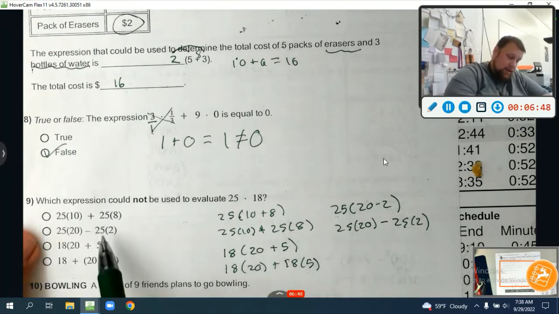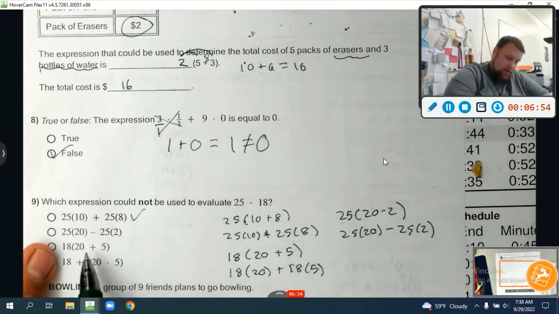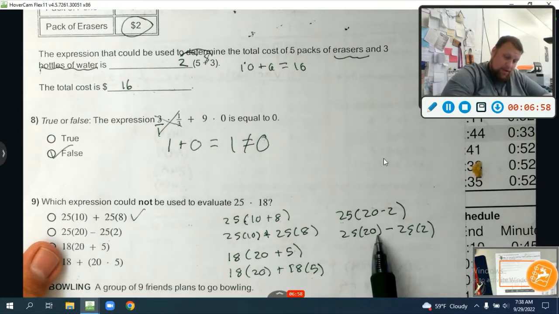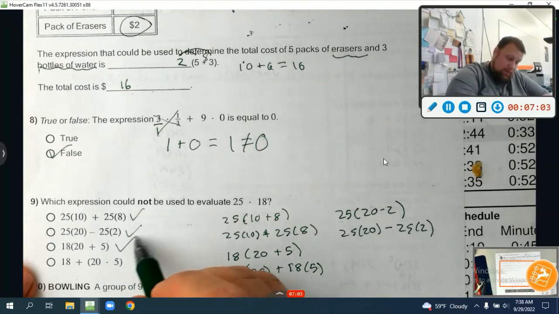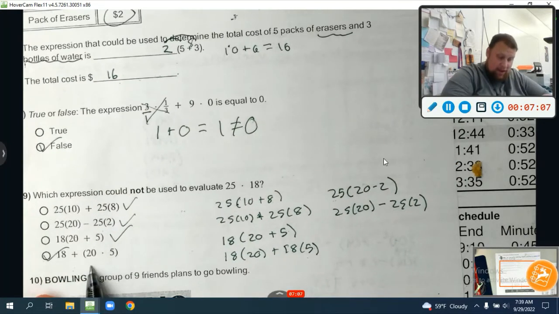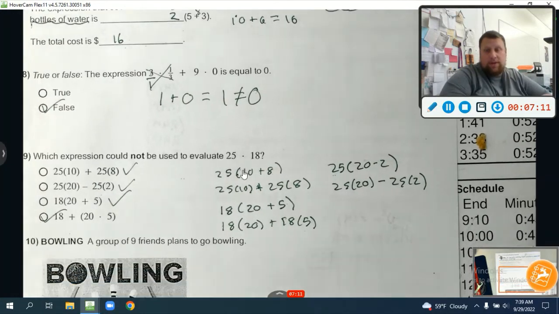But let's see. 25 times 10 plus 25 times 8. Yep, that's a way. So that one works. 25 times 20 minus 25 times 2. Oh, yeah, that one works. 18 times 20 plus 5, that one works. I'm guessing the last one is the only one that doesn't work, so boom. Because it's not going to be 18 plus 20 times 5. And that's how I would solve this.